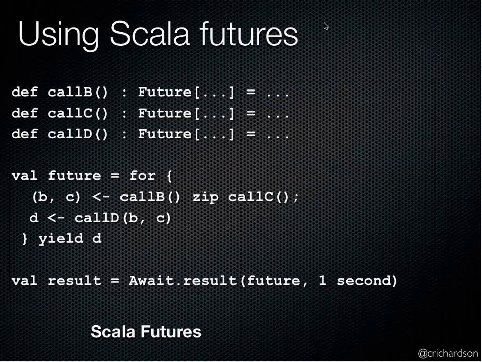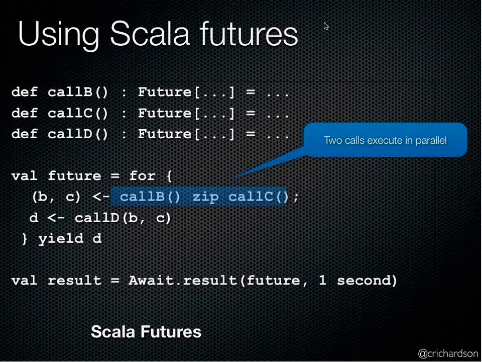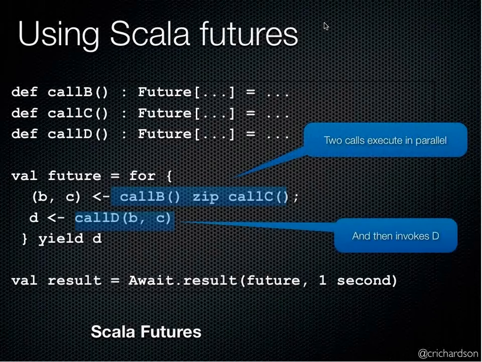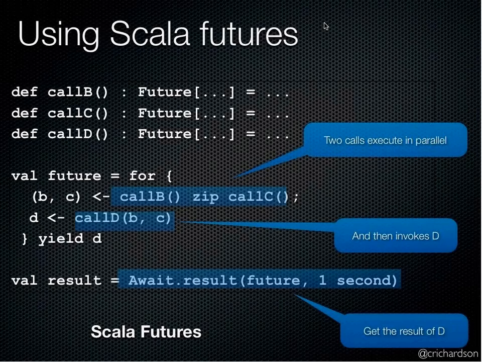And Scala even has syntax that makes it very straightforward to write concurrent code, the for comprehension. So here we're having two operations execute in parallel, get their results, and then invoke a third concurrent operation with their values B and C. That gives us back yet another future, and then we can eventually wait for the return value.